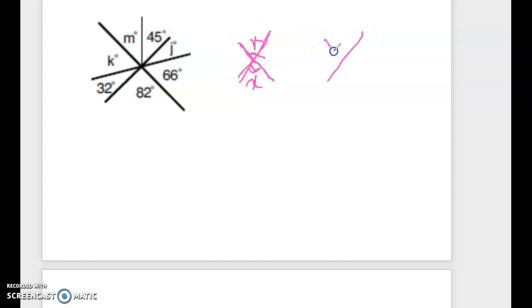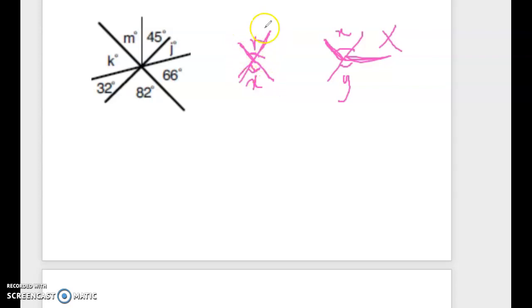But for example, if the line is not straight, like this, these angles are not equal. So this is not vertically opposite angle. I mean the angles are not vertically opposite. They are vertically opposite to each other, but they are not equal because this line is crooked, is twisted upward.